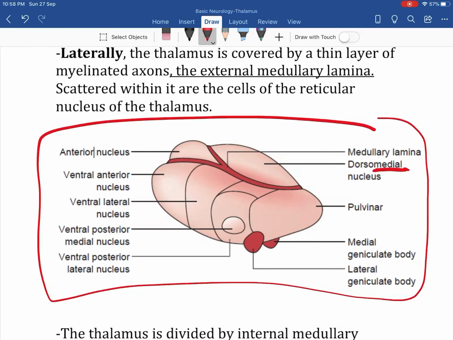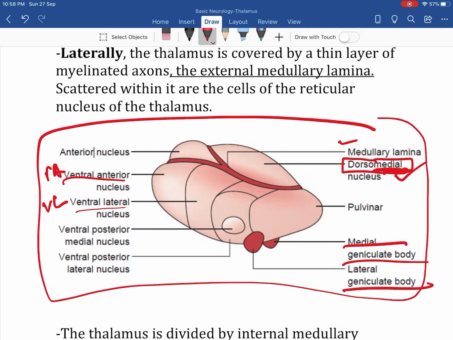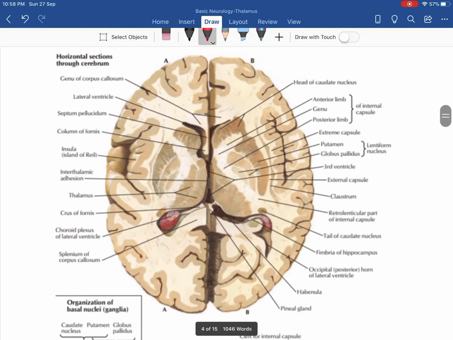Okay, so medial, I had written, but it is on the dorsal side, so they call it dorsomedial. So don't be confused, medial nuclei group means dorsomedial group. Okay, so medullary lamina, every nucleus is shown here: lateral geniculate body, medial geniculate body, and all of these nuclei. This is VA, this is VL, this is VPM, this is VPL. Now we know the function of all.